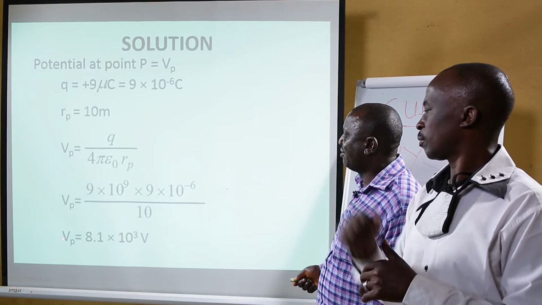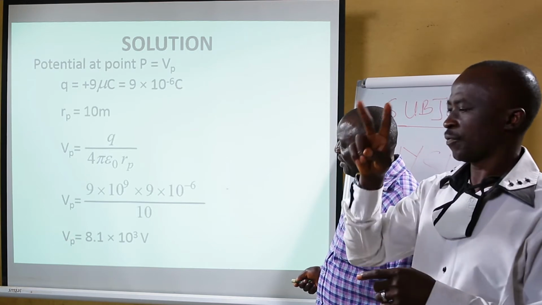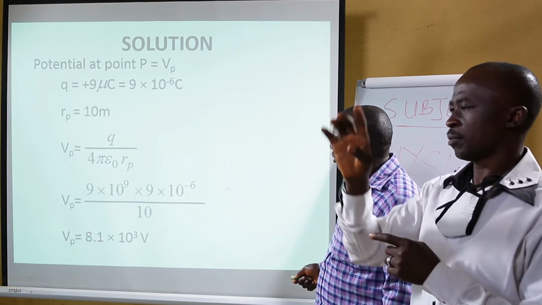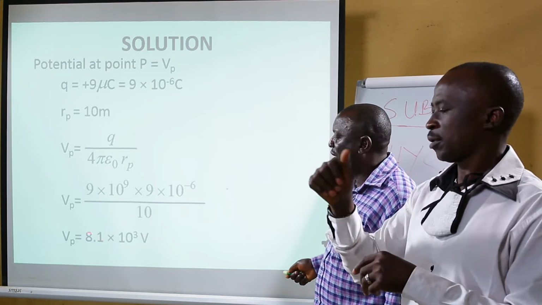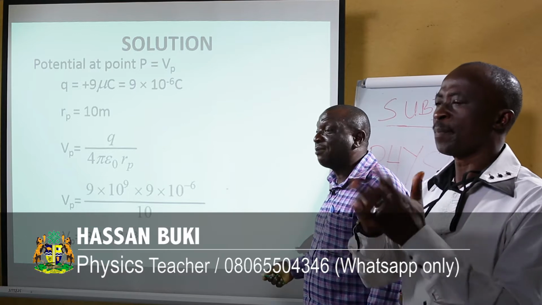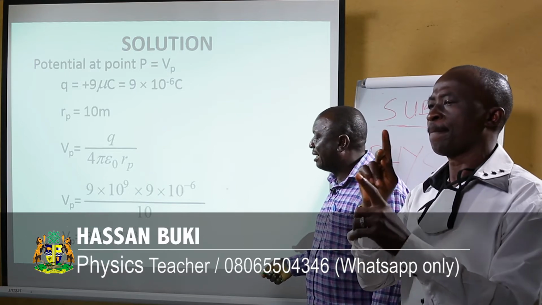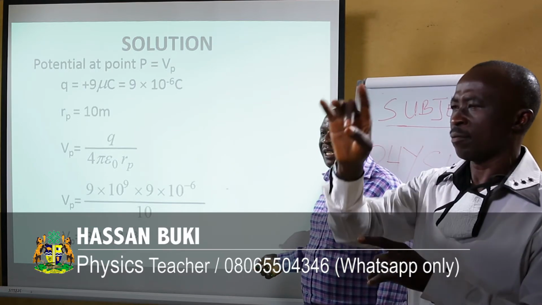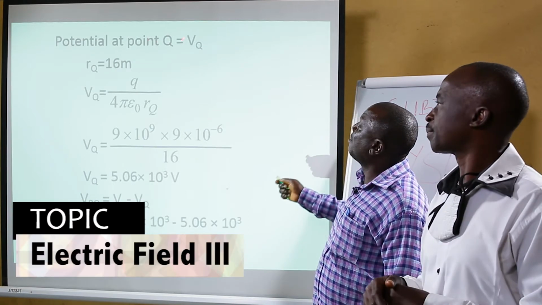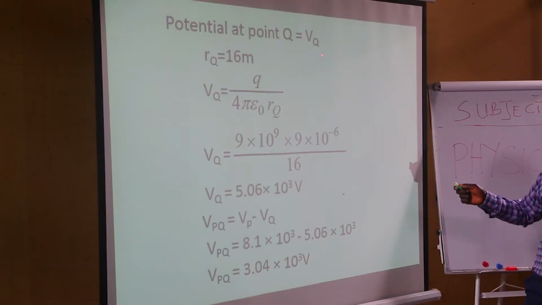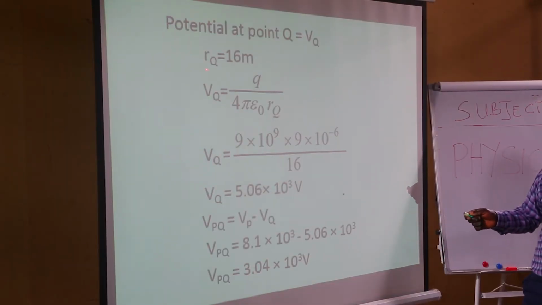And that gives us V subscript P equals 8.1 times 10 to power 3 volts, which means that the potential at point P is 8.1 times 10 raised to power 3 volts. Then at point Q, our potential, we have the distance between point Q and our charge, which is RQ, equals 16 meters.